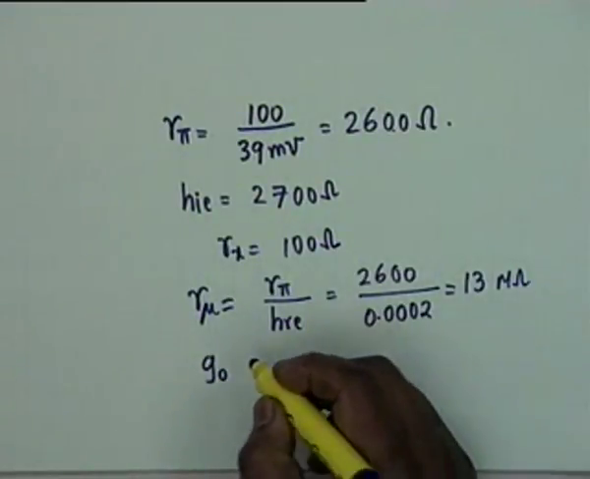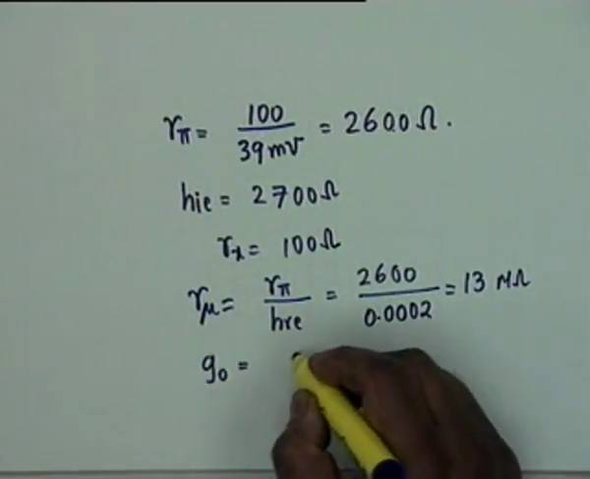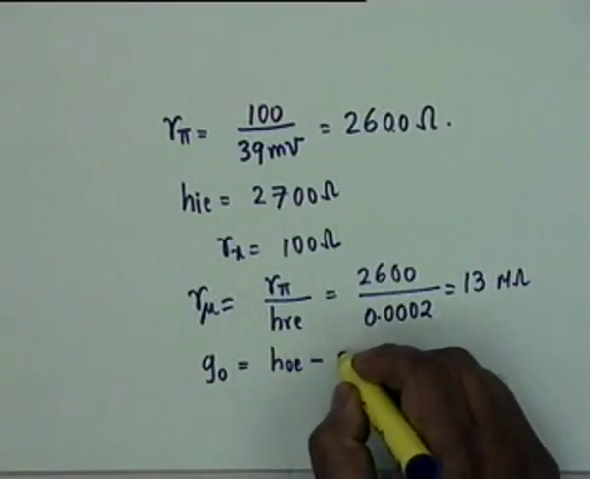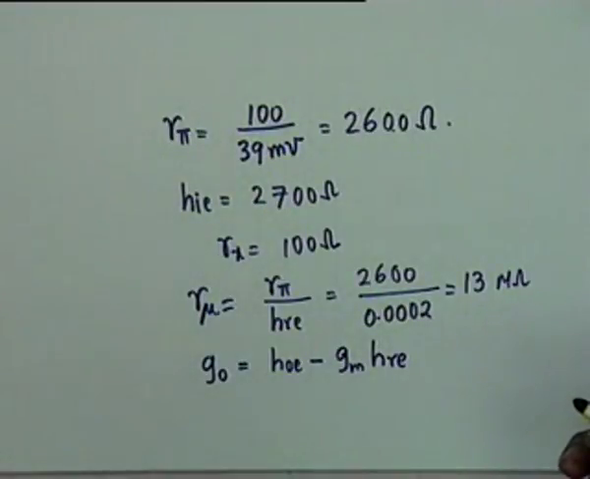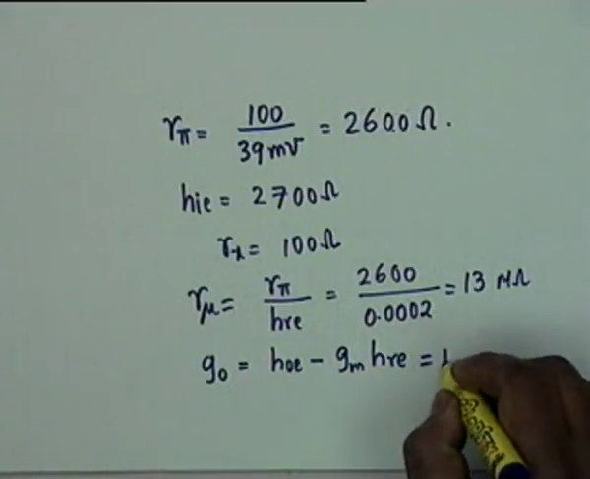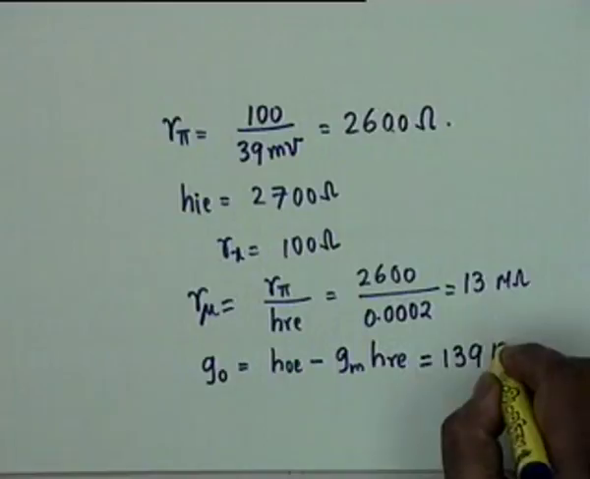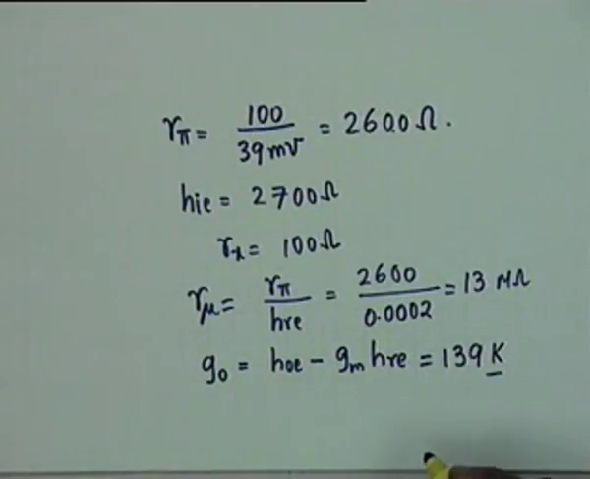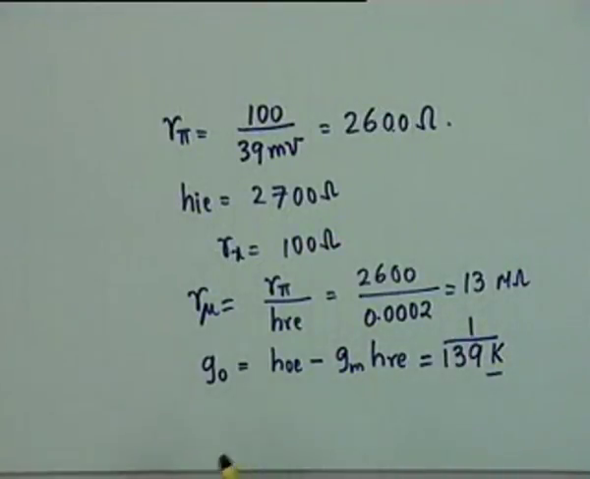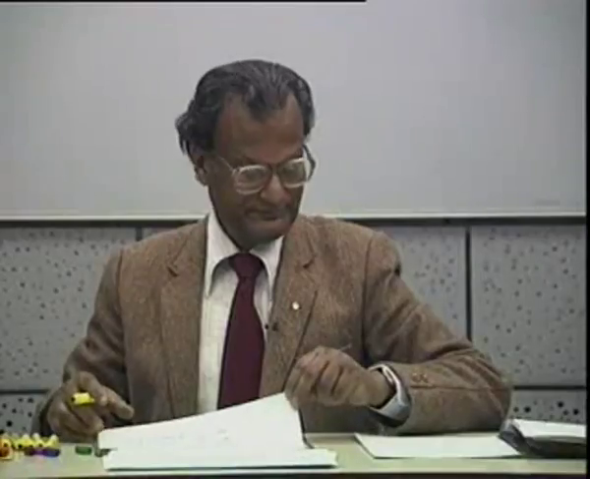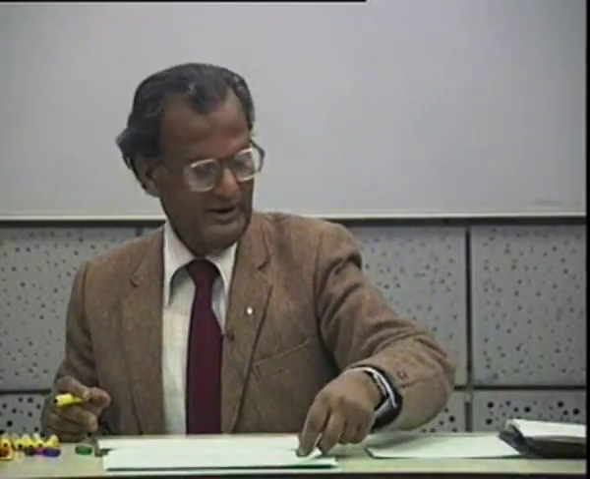G0 is HOE minus GM times HRE. This also you can show from the previous relations that we had established. I am not deriving this, and this comes out as 1 by 139 K. Alright, so R0 is 139 K. This is a good point to stop.